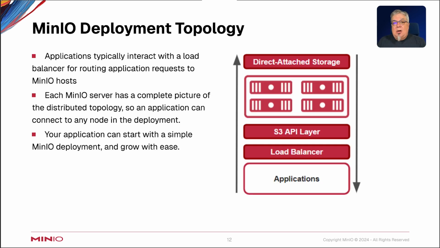So what does a simple MinIO deployment topology look like? Well, your applications are going to interact with a load balancer to route the requests to your MinIO host through the S3 API layer. Each MinIO server in your cluster has a complete picture of the distributed topology, so the application can connect to any node in the deployment, which means your load balancer doesn't have to be that smart. It just needs to know where all the servers are because each server in the cluster can answer the question. What this means to you is that your application can start with a very, very simple MinIO deployment and then grow very easily as you go.